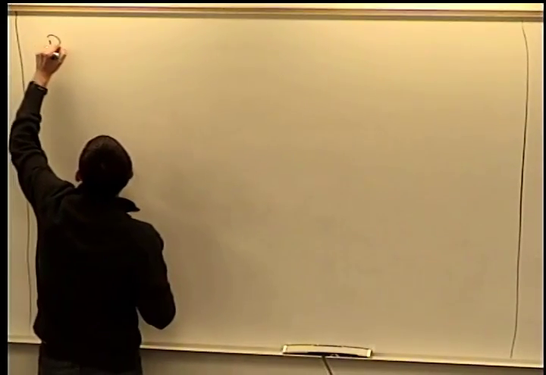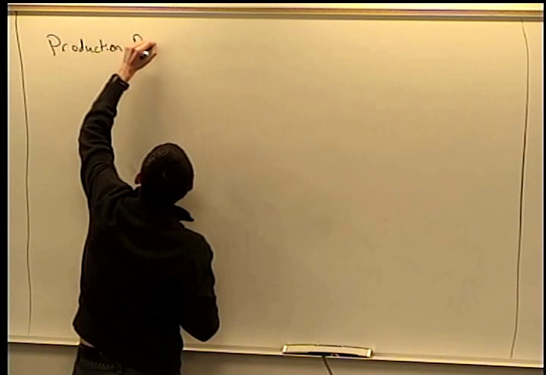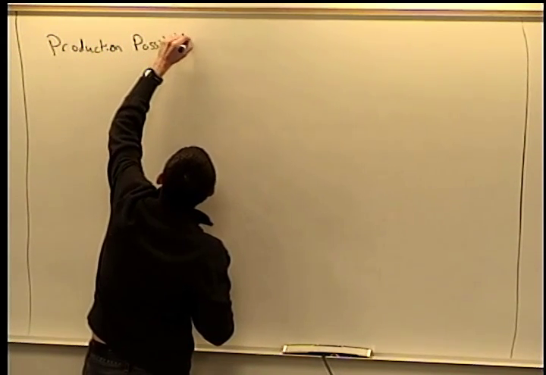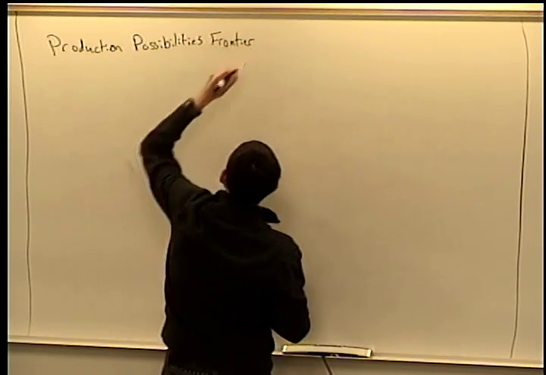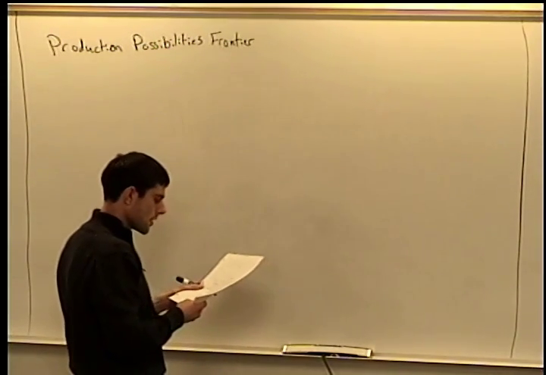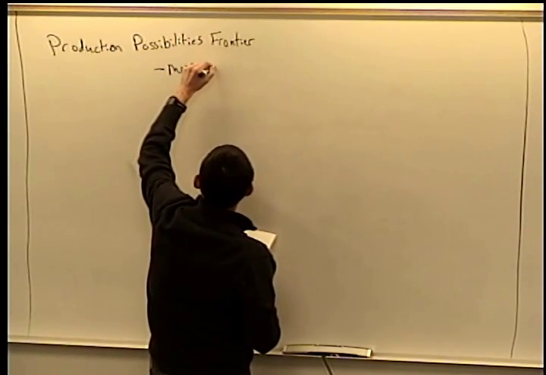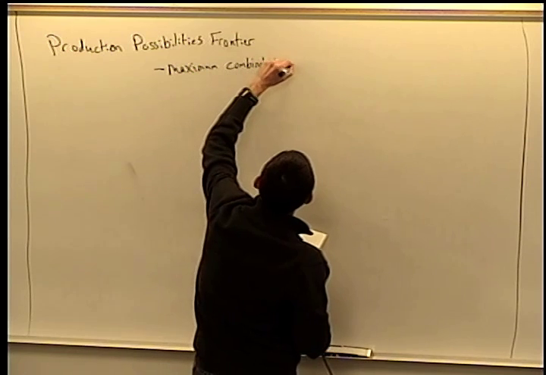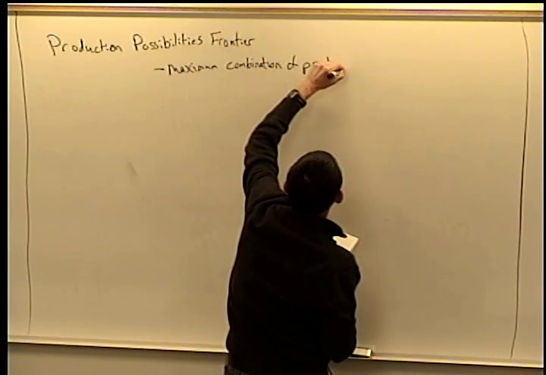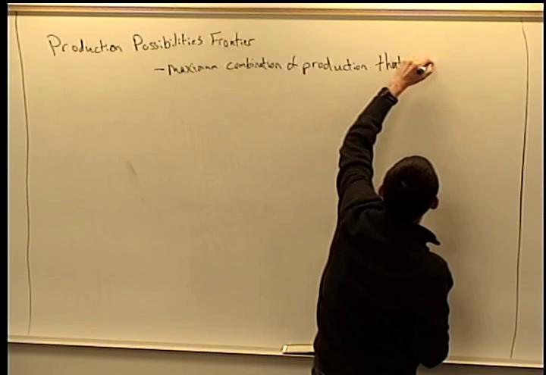All right, so a production possibilities frontier is the maximum combination of production that is attainable.